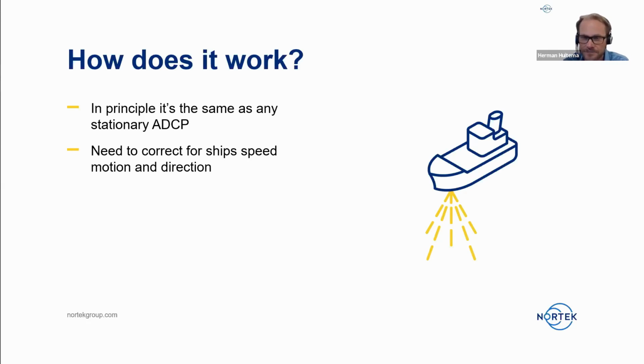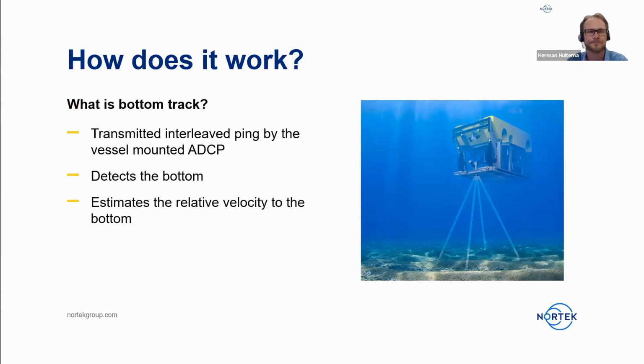It needs heading and it needs a GNSS to georeference the data. And it can use its vessel velocity information to correct for the speed over ground from the vessel. There is also a possibility to use bottom track, which is coming from the ADCP itself. And this can also be used to correct for vessel speed and direction. And probably you will think, what is bottom track? We'll explain that in the next slide over here.